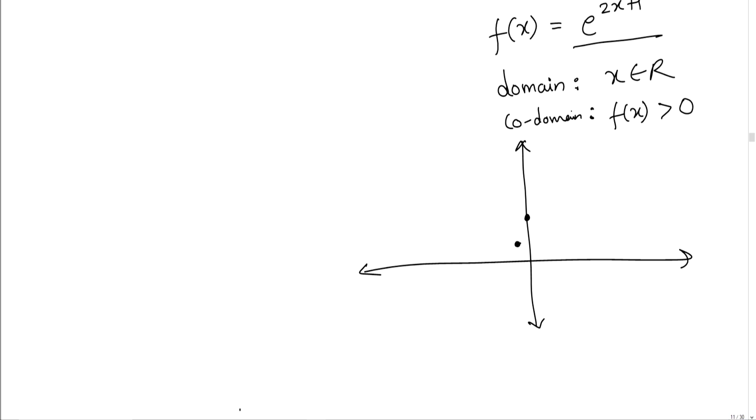And when x is minus 1, then the value of y would be 1 by e. So, around 0.5 basically here. So, the graph would look something like this. It would be an increasing graph. This is not linear, this is exponentially increasing, we call it exponentially increasing. This is the graph of e to the power 2x plus 1.